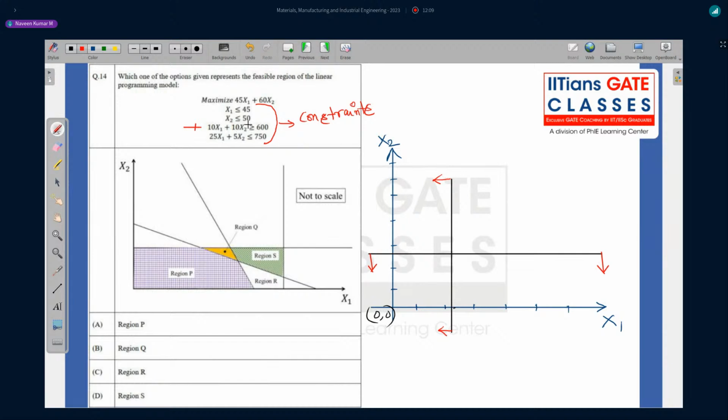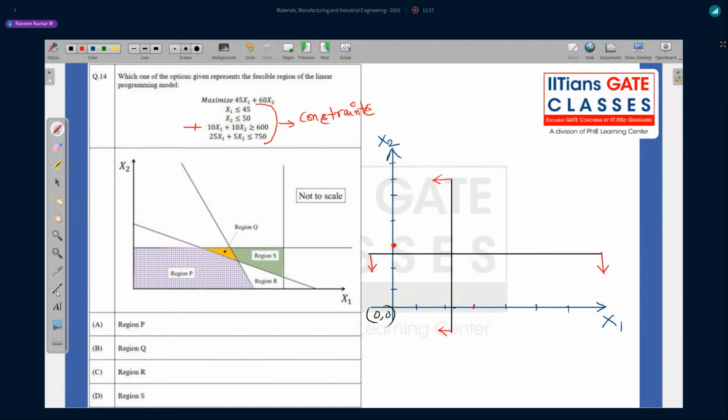You have to make equal to constraint and draw, and then you have to draw the shading. Good. Here, if x1 is equal to 0, x2 is equal to 60. x2 is equal to 0, x1 is equal to 60. So the point is 60 comma 0 and 0 comma 60. So this is one point and this is another point, right?